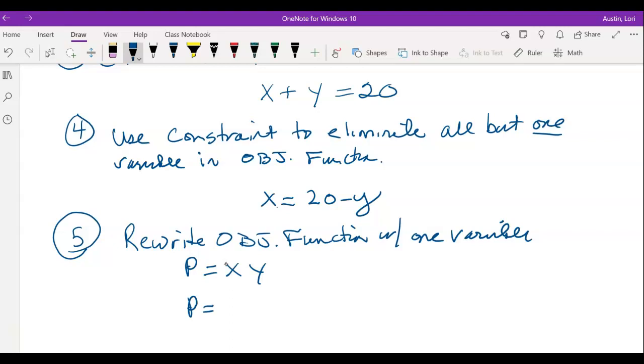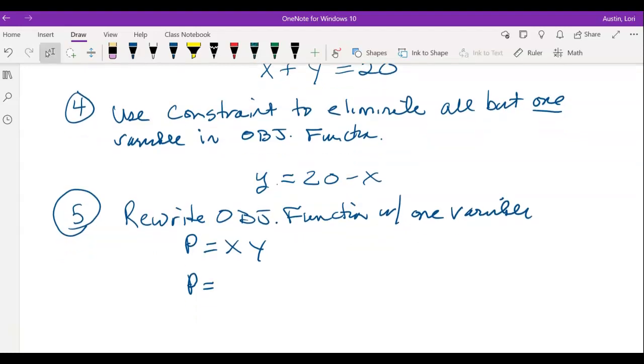So if I have X equals 20 minus Y, keep in mind, I can also do Y equals 20 minus X. You can keep it one way and I'll do it one way and we'll end up with the same answer, just different pieces along the way. So I'll do Y equals 20 minus X. I'll leave the X variable and get rid of the Y variable.